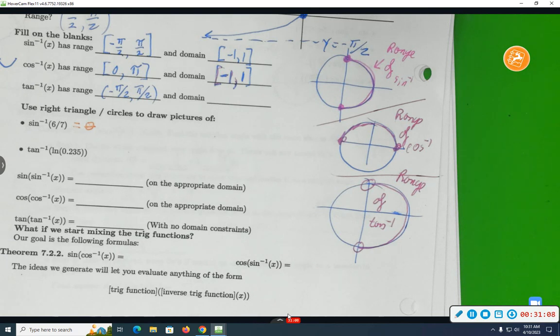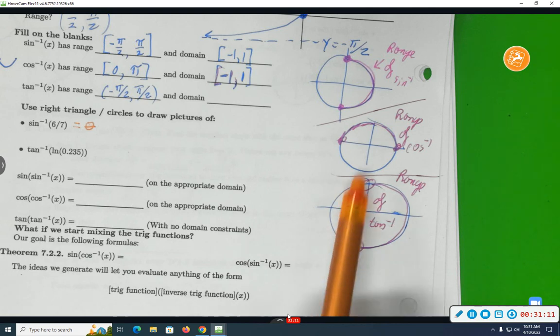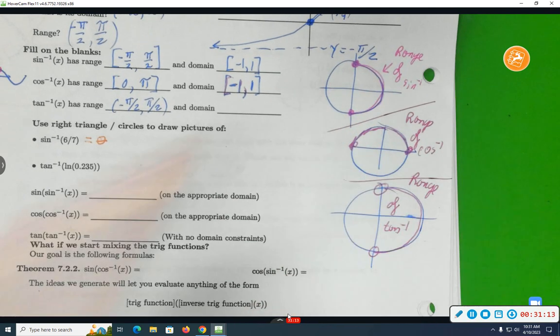So it's an angle that's in the range of inverse sine. So it's got to be in quadrant 4 or quadrant 1, it looks like. But it also has to be the inverse sine of 6/7. So here's an easy question. If theta is the inverse sine of 6/7, then what is the sine of theta? 6/7. If I tell you theta is the inverse sine of something, that means I'm telling you this is an angle which has that as its sine.